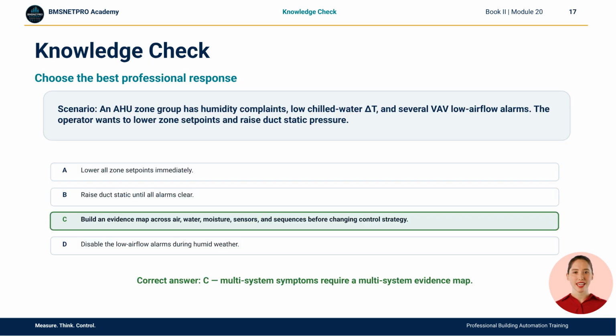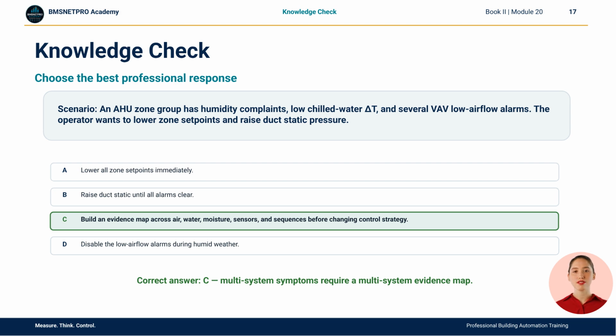Let's check understanding. The scenario includes humidity complaints, low chilled water delta T, and VAV low airflow alarms. One operator wants to lower zone set points and raise duct static pressure. That may feel like a fast response, but it does not address the multi-system nature of the problem. The best answer is C. Build an evidence map across air, water, moisture, sensors, and sequences before changing the control strategy.